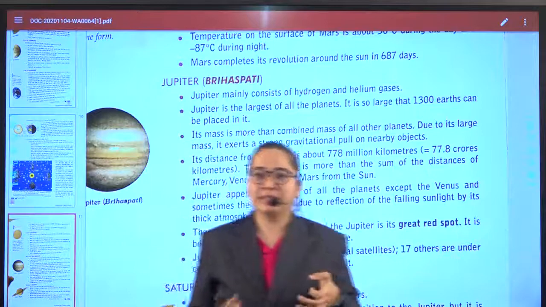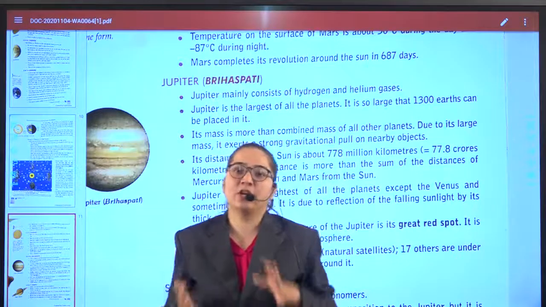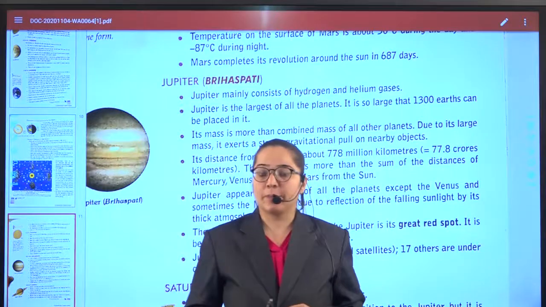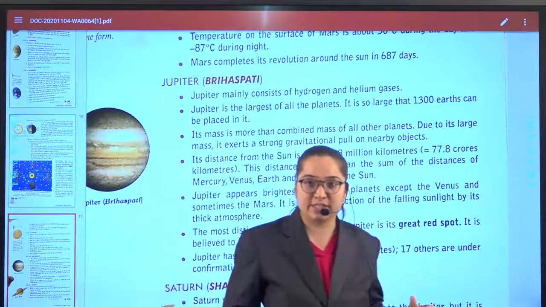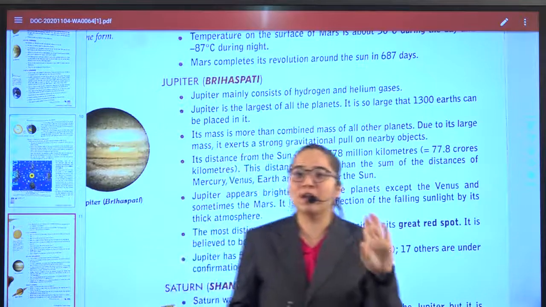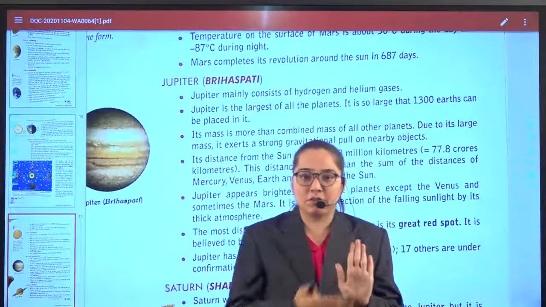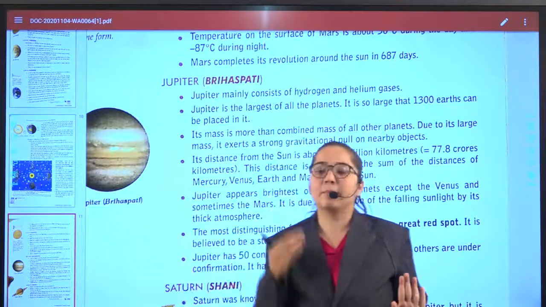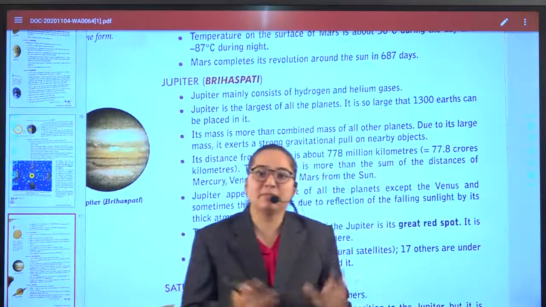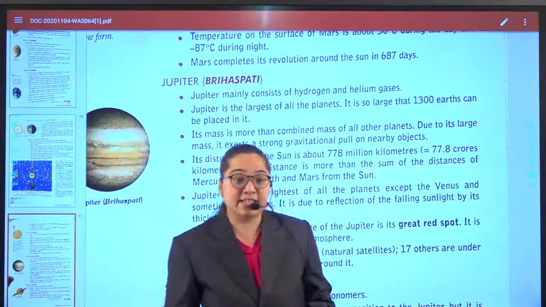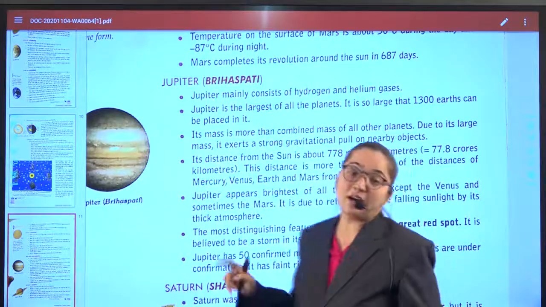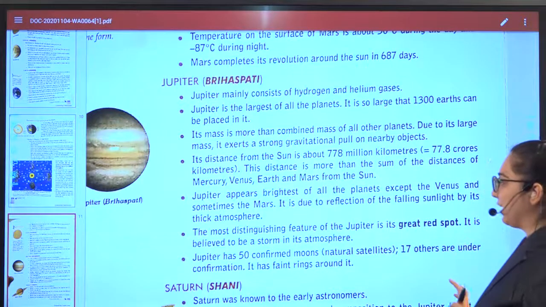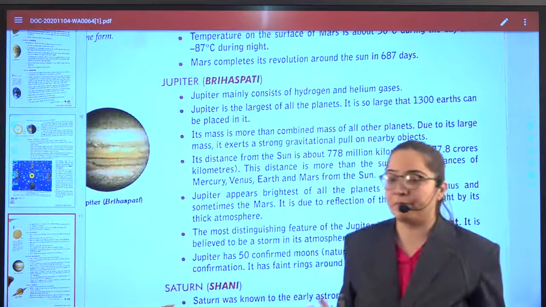If you check these details on the internet, you'll find a little bit different, but we will follow the textbook. If this question is asked, we'll follow the textbook. You cannot Google and say that now a larger number of confirmed moons are there. I know these things are updated and we need to stay updated, but that's for our knowledge. As far as the exams are concerned, we'll consider this data. So 15 confirmed moons and 17 are under confirmation.